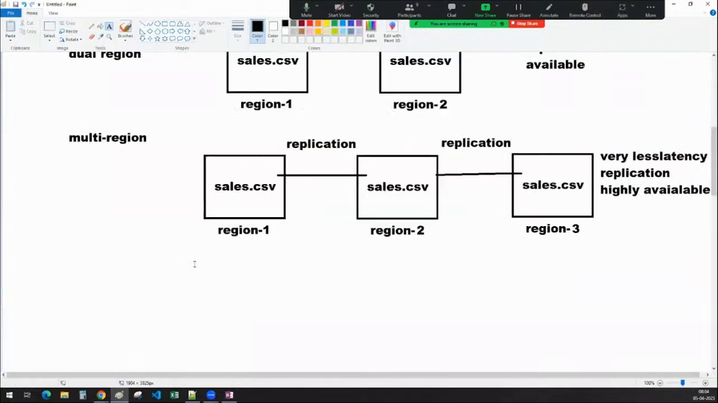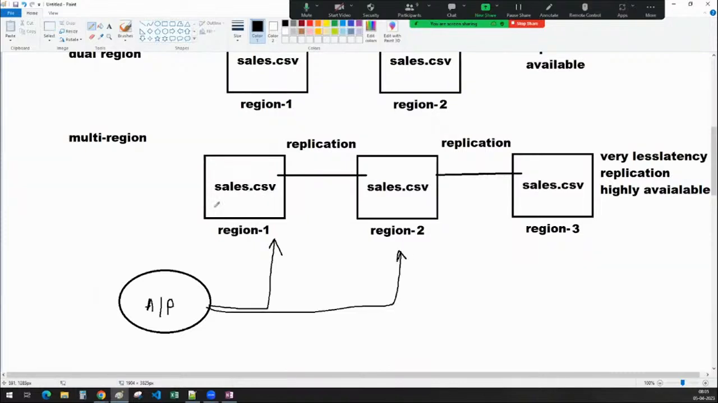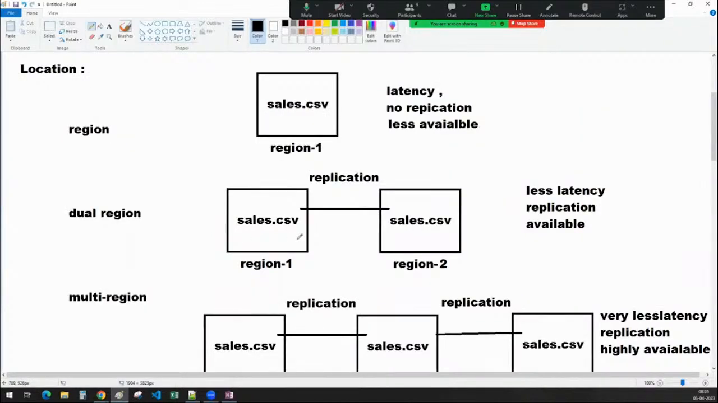For example, when your application or data pipeline is running, you have connected to this one. If in a multi-region this region is not available, or the file inside this bucket is not available, automatically it will connect to this other one, because it is a multi-region. This is the reason the data will be highly available all the time. But in this one, if this region is not available, it will be connected to this one; if this is not available, it will not connect to that one. That is the reason the data is less available here.